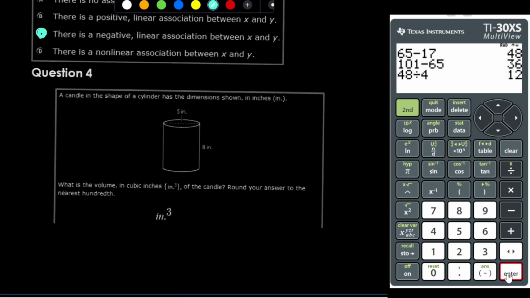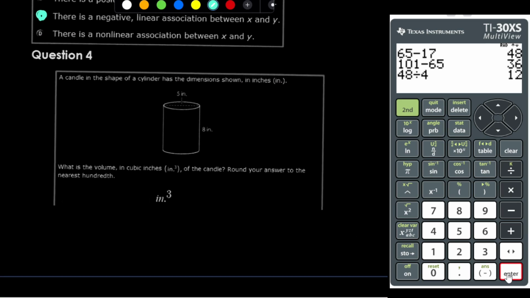All right, let's go to 4. A candle in the shape of a cylinder has a dimension shown in inches. What is the volume in cubic inches of the candle? Round your answer to the nearest hundredth.